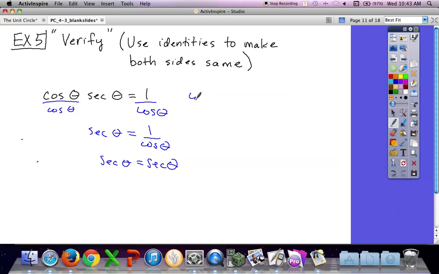Then we had cosine times 1 over cosine equals 1, and cancel the cosines. 1 equals 1. But it's the same thing. In the end, we're using the same substitutions.